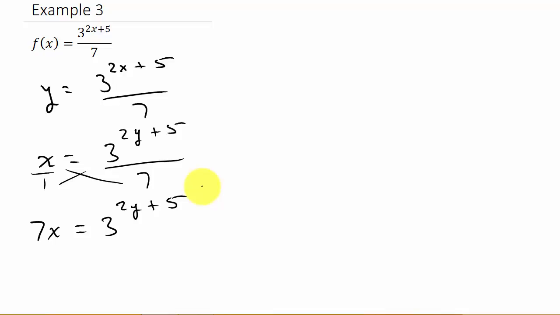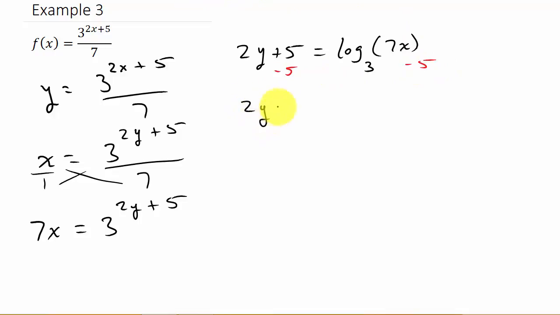Now we can convert it to logarithmic form. So remember, there's our exponent. So that's going to be 2y plus 5 equals log of this 7x with base 3. And then I solve for y. So I'll subtract 5 to both sides. So I get 2y equals log 7x base 3 minus 5. And then I divide everything by 2.